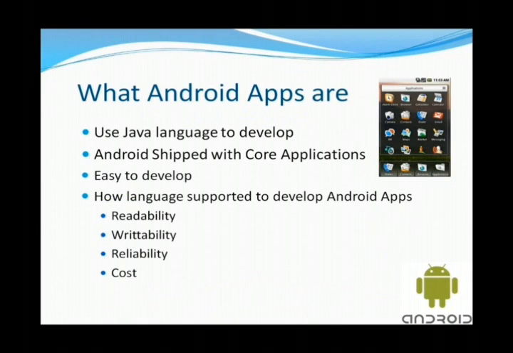What are Android apps? Android is based on the Linux operating system and all its applications are written using the Java language. Android is shipped with a set of core applications including an email client, SMS program, calendar, maps, browser, contacts, and much more. Anyone can download an Android software development kit from Google and write their own application for Android. Throughout this video, we are going to look at how language is supported to develop Android applications by the following factors: readability, writability, reliability, and cost.